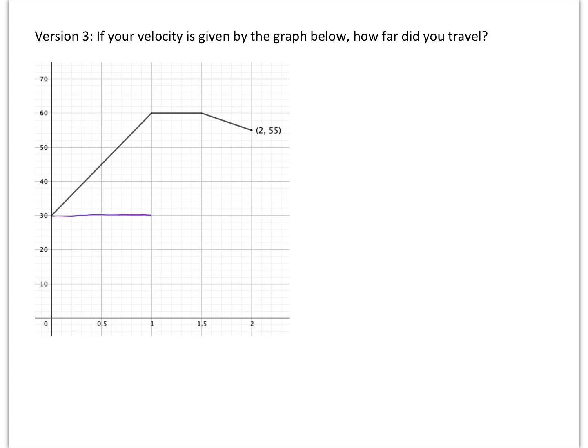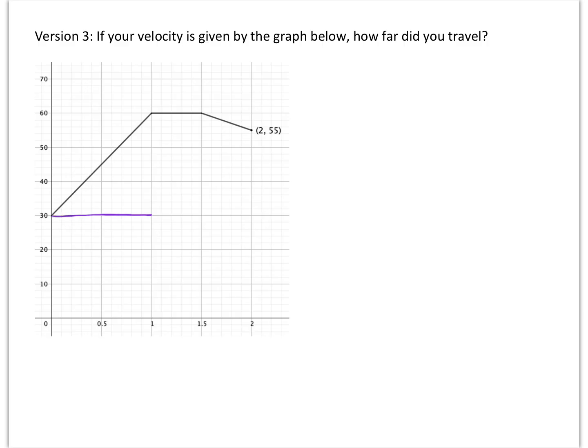So if I was going 30 miles per hour for this whole first hour, I would multiply 30 miles per hour times 1 hour. This would be 30 miles. And if I was going 60 miles per hour for this whole hour, I would do 1 hour times 60 miles per hour, and that would give me 60 miles. But instead of assuming I went 30 the whole time or 60 the whole time, I know how fast I went the whole time.